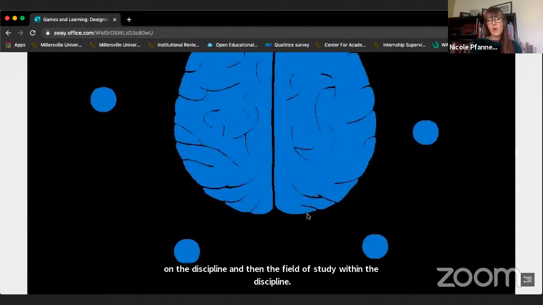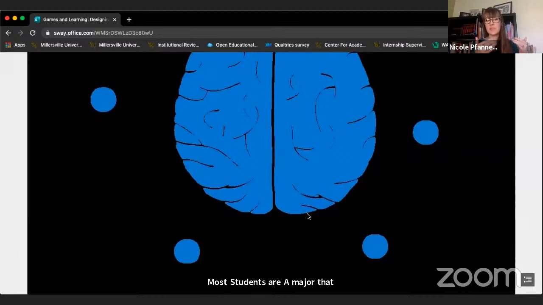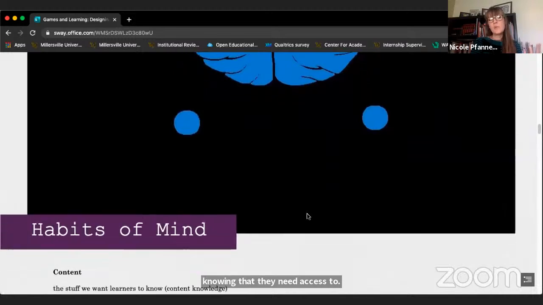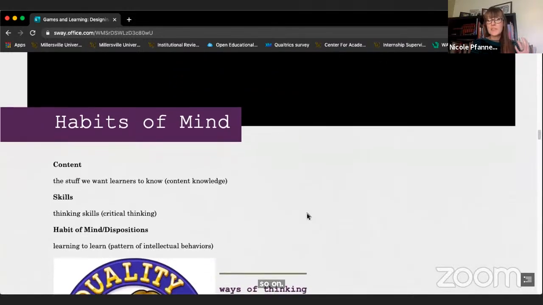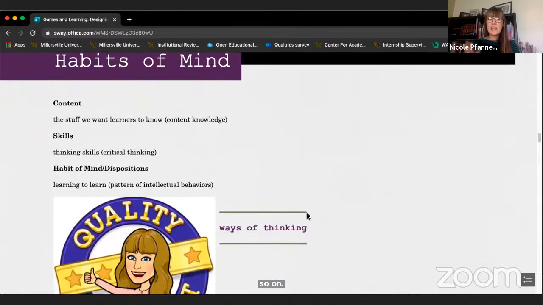Most students are in a major that has multiple disciplines, and then they also have a minor, which means they have at least two disciplinary ways of writing and ways of knowing that they need access to, plus the variety across their general educations. And so approaching the composition classroom from a perspective of habits of mind helps change and shape the way that I teach writing in really, really important ways.